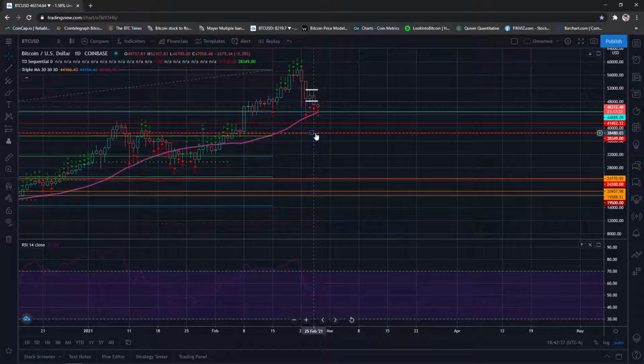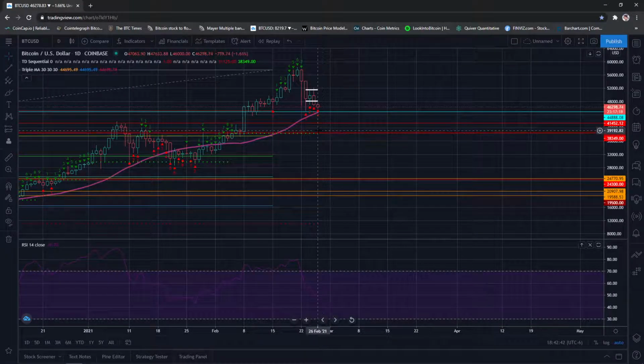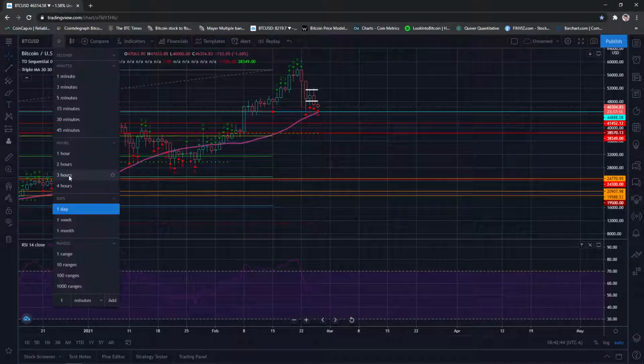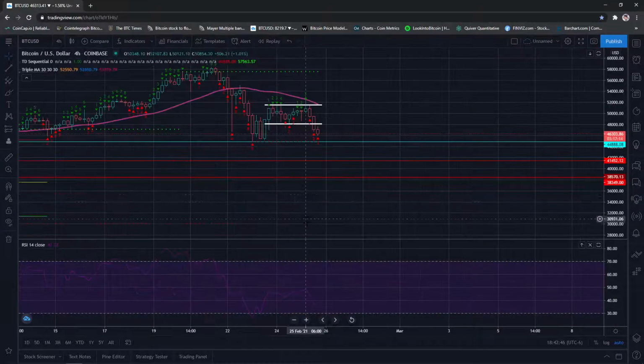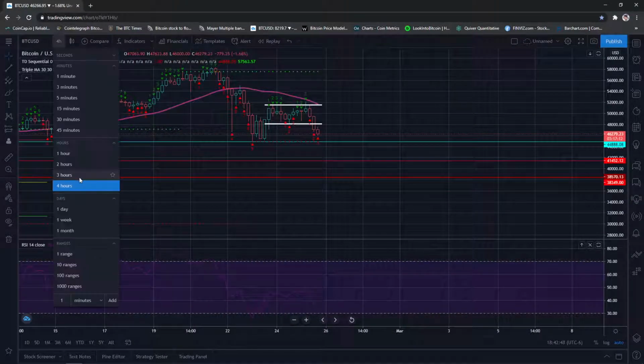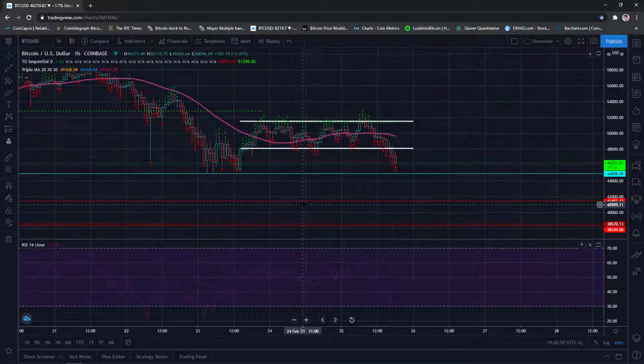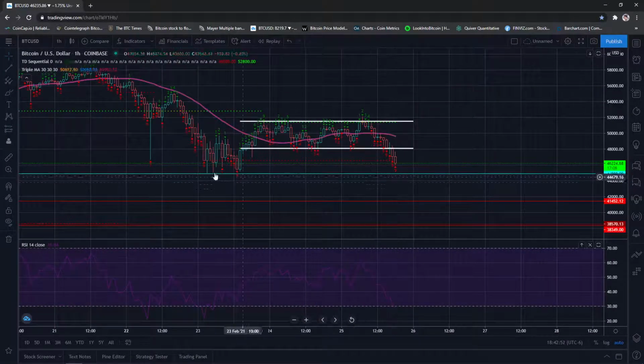Considering if we get a monthly close above 40, we get a dip tomorrow that's aggressive, and then we start to see indicators on these smaller time frames showing buyers coming in. So yeah, we'll see what happens. I just want to go in there quickly.